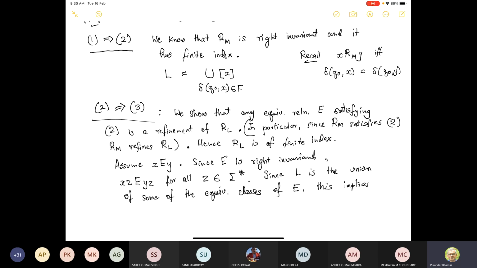So this implies XZ is in L if and only if YZ is in L. And this, if you recall the definition of R_L, right? This means X R_L Y. Okay. Any doubts?